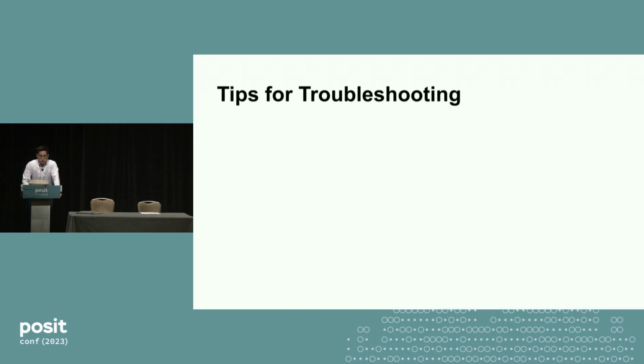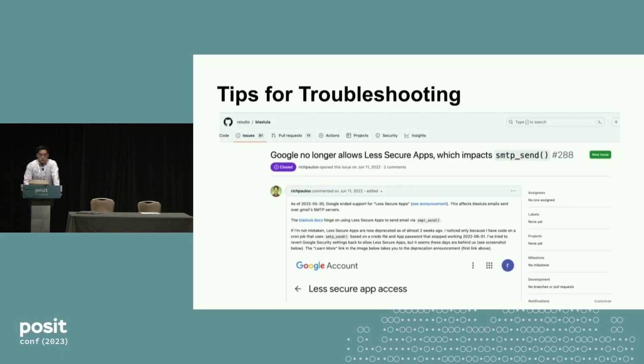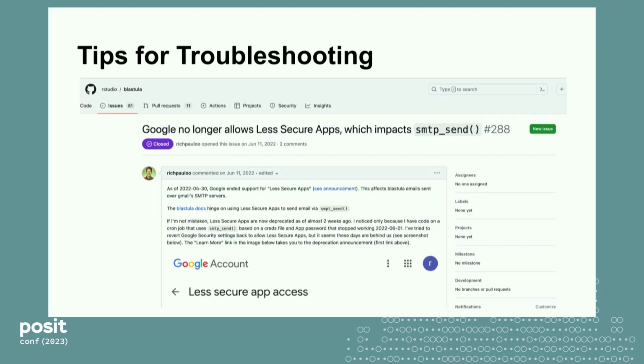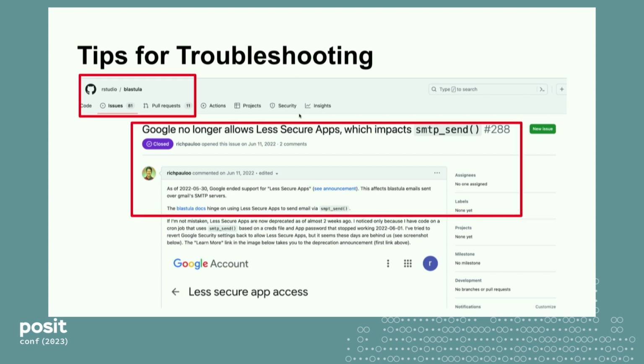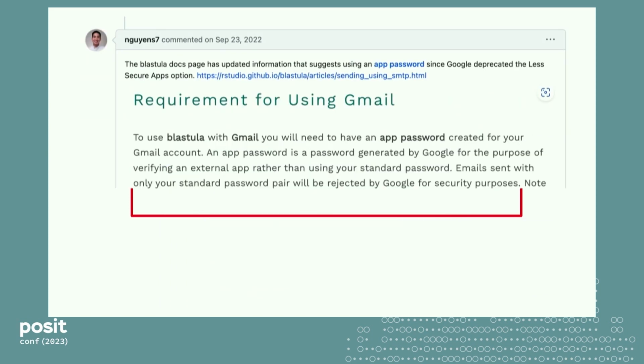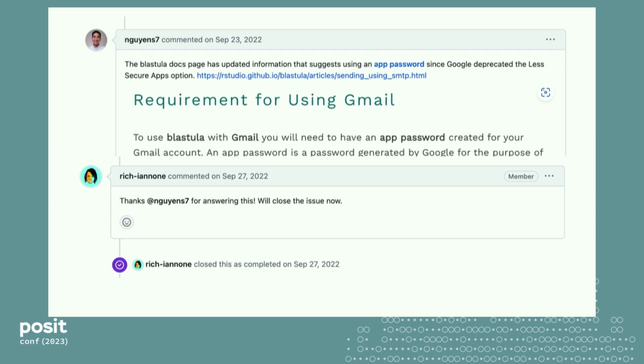And some tips for troubleshooting that I had. So sometimes, inevitably, when I was using Blastula, things will arise. So I was using Google or G Suite for our email, and Google actually no longer supported the less secure apps option to send out emails. And so I was sleuthing, trying to figure out why isn't this working? And so I found out, someone had posted an issue, and then I was able to find that the Blastula documentation actually had a guide to suggest using an app password within Google.